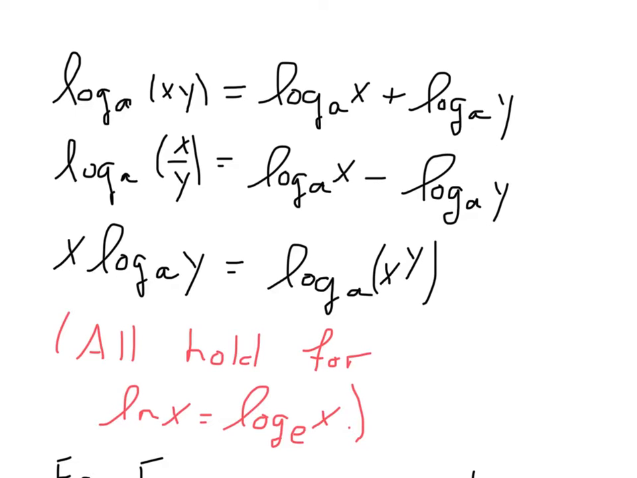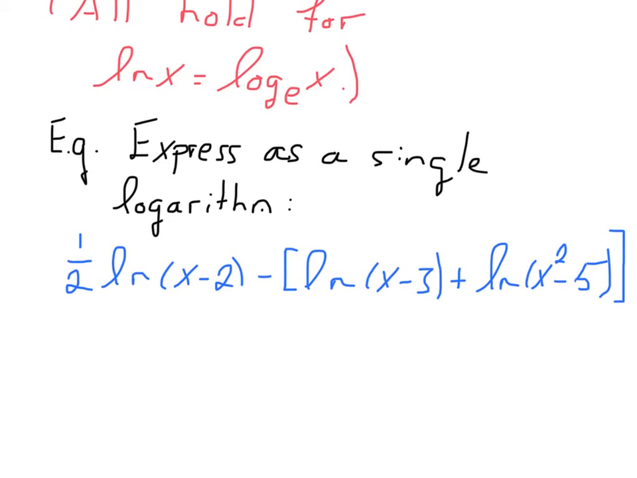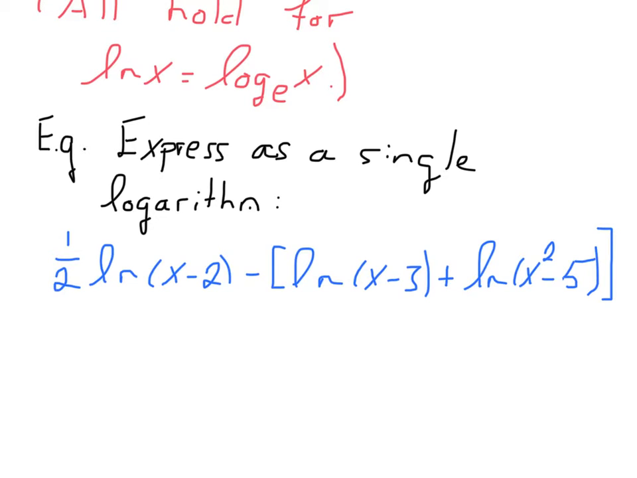All right. Note in particular that because the natural logarithm is just a particular logarithm, it's log base e, where e is this special number that we talked about in class, all of these three properties definitely also hold for the natural logarithm, ln x. All right, so back to the question. Here, we're supposed to express this quantity as a single logarithm.